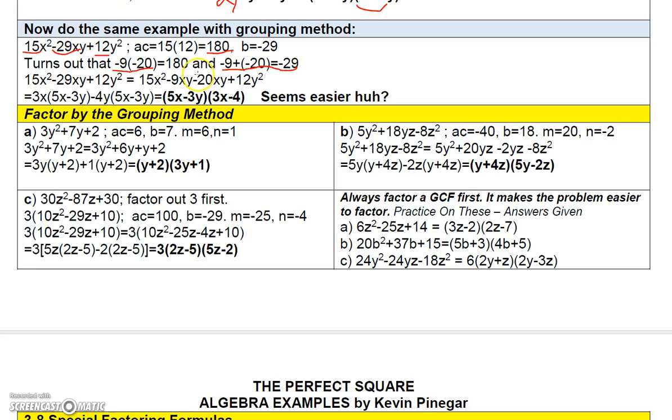Okay? And so notice here that if I use negative 9 and negative 20, their product is 180 and their sum is negative 29. So then I can break up the negative 29xy. I can rewrite the negative 29xy as negative 9xy minus 20xy. So I just replace that term with the minus 9xy minus 20xy, and then I can factor a 3x out of the first two terms, and then here I can actually factor out a 4y out of the last two. So let me clean this up here so you can see it.